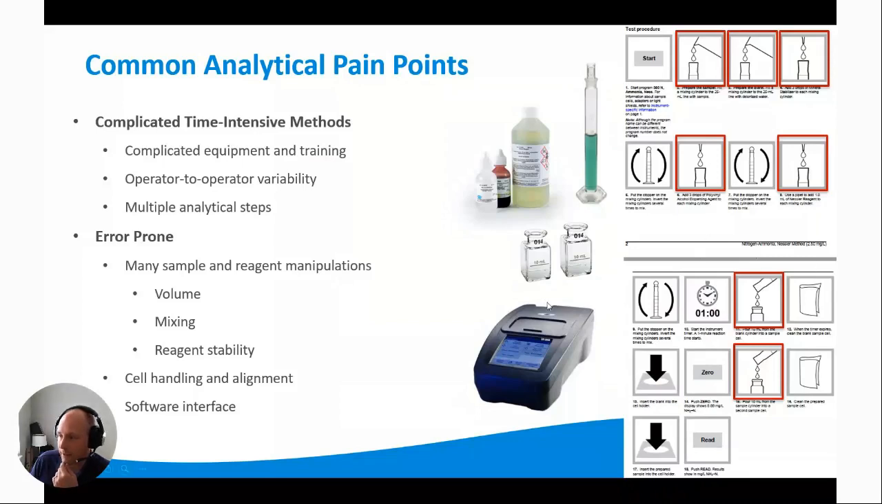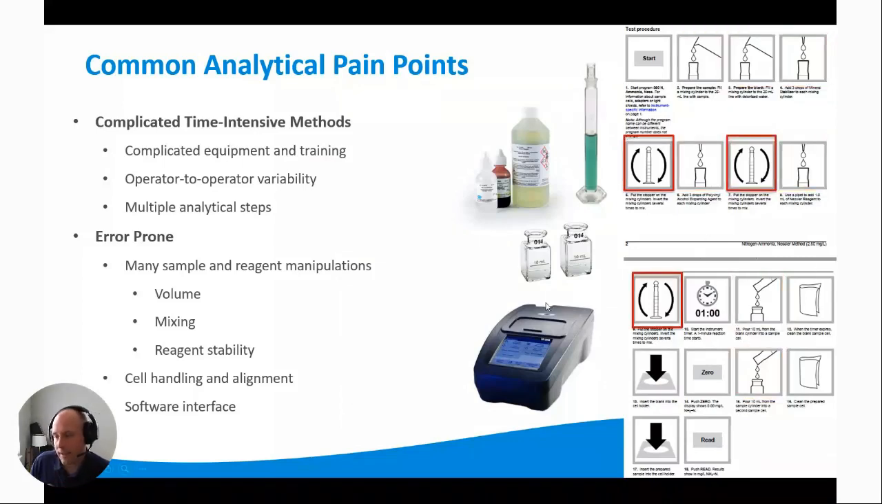Then there are a number of mixing steps here. If mixing steps are missed, or if mixing is inadequate, there's also inaccuracy associated with that. Then there's also the reagent stability issue, because we have three different reagents. We have to keep track of all of these. Are these expired, or have they been stored properly? And each one of these needs to be monitored individually, because expired reagent will also cause inaccuracy.